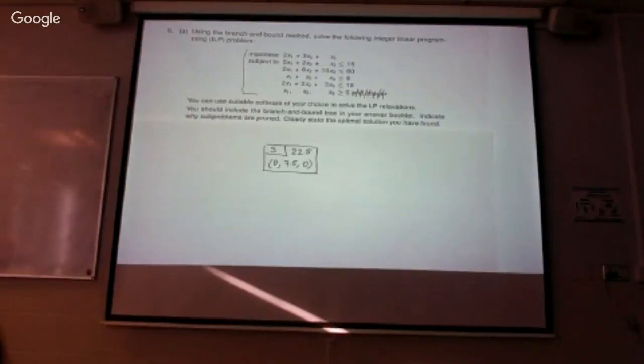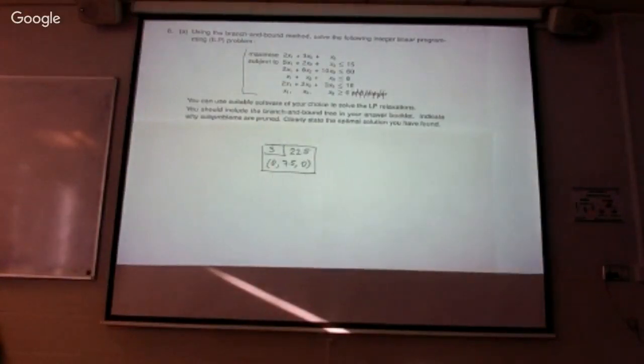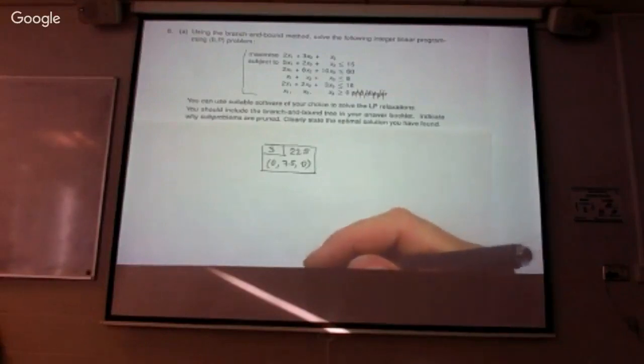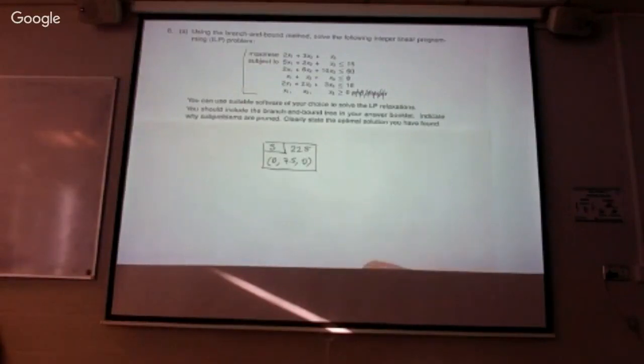So that's the solution. If this happens to be all integers, then you're happy and you say, oh, we've won. Solution found. If it's not, then you do what? You introduce new constraints, but in what way? By branching.